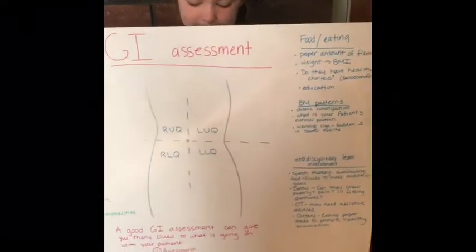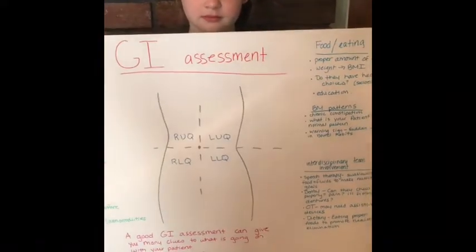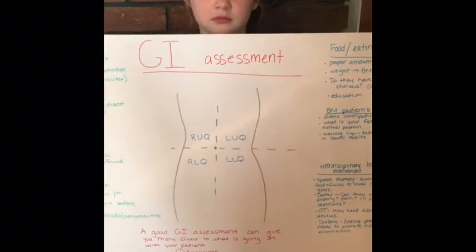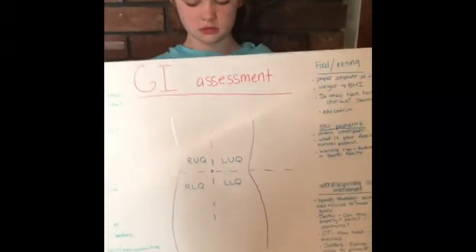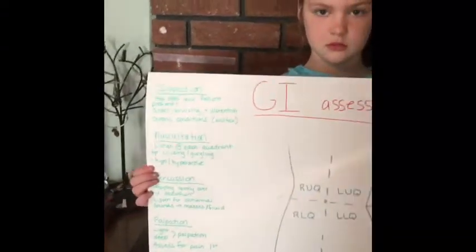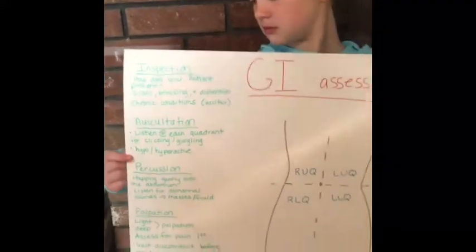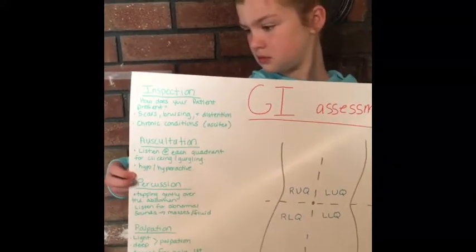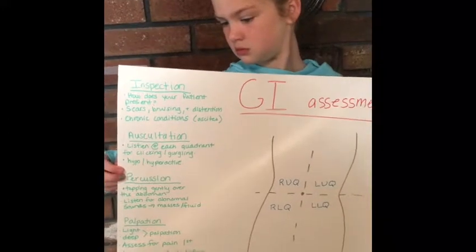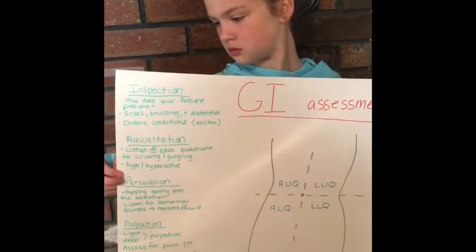Okay, this is my section of the abdomen. We have the upper quadrants and the lower quadrants. So we'll go over here. Inspection first. You're going to look at the abdomen. Is there any scarring, bruising, distension? Have they had any surgeries in the past?